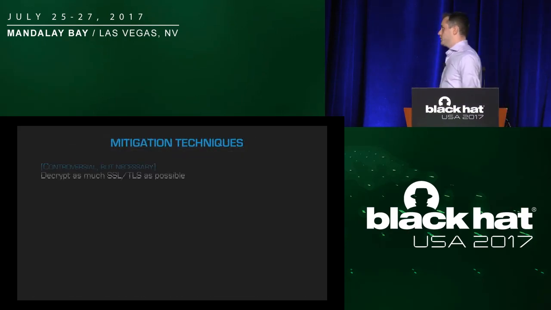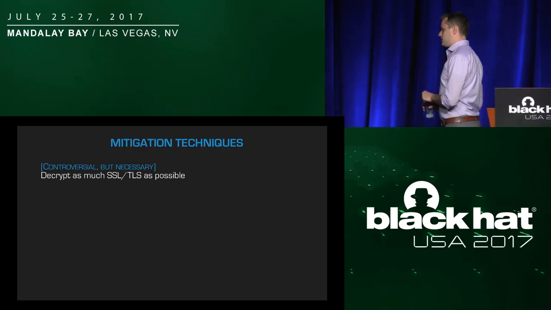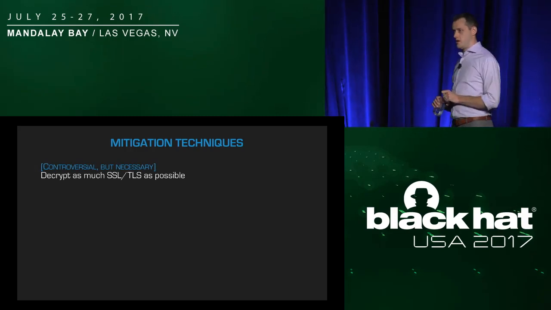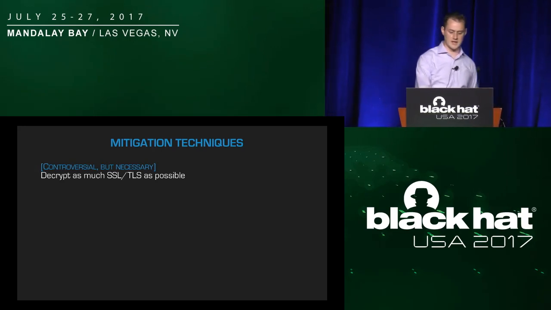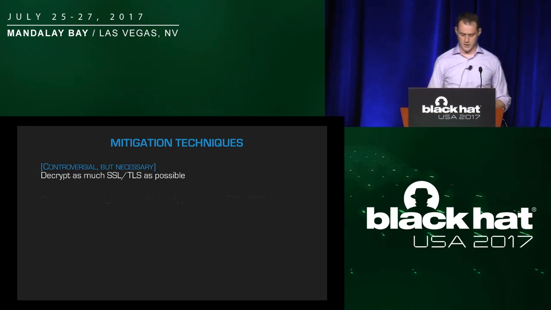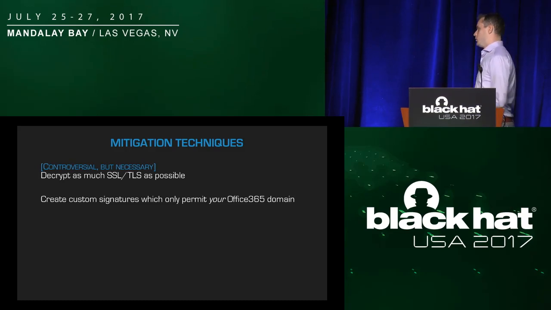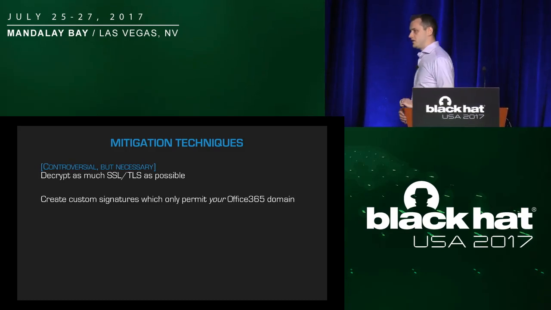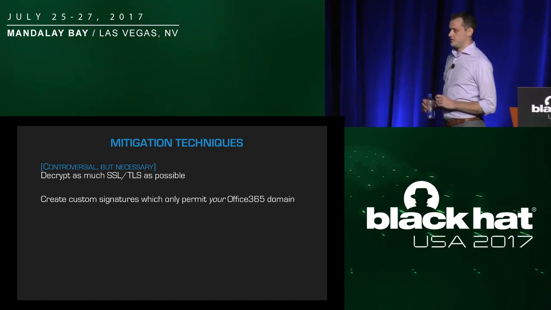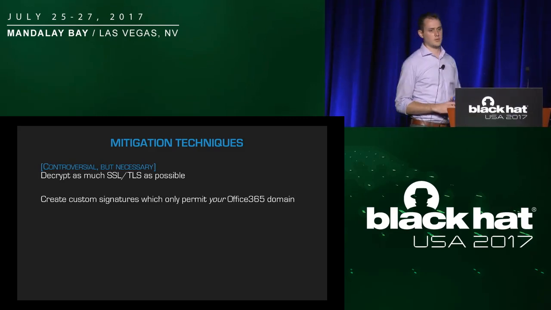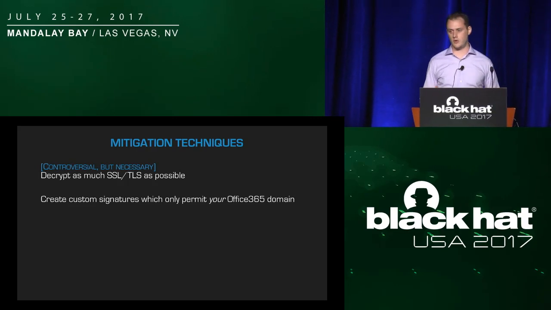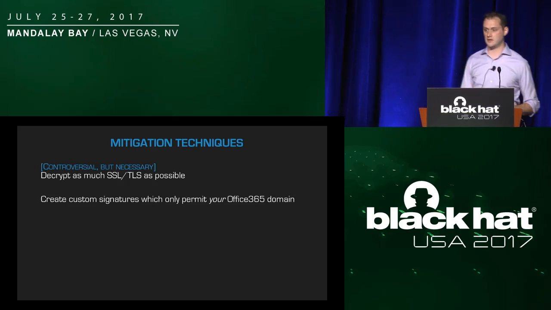So, for the blue teams in the room, the easiest way to come at this is from the network side, but it does require you to decrypt TLS on the wire, which can be expensive. If you want to look at actually blocking this inline instead of dealing with it from an incident forensic perspective after the fact, you can create custom signatures with most products that identify either your Office domain or negate that so that any other domain other than yours gets dropped immediately.